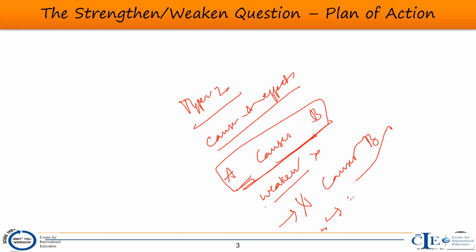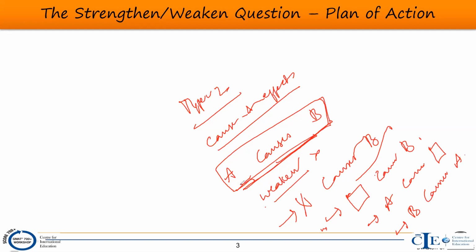Or A is not necessary to cause B. Even without A, the effect is there. Or the cause is there, but the effect is not there. Or A causes B can be weakened by saying that B causes A. So in these 4 ways, you can weaken the conclusion which is in the form of A causes B.